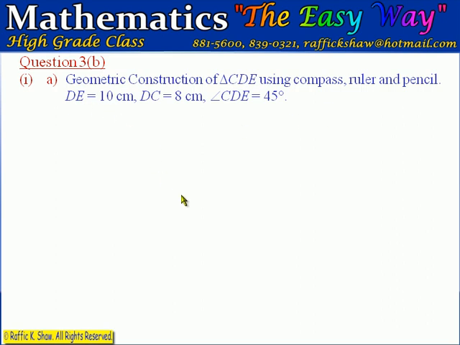Now first we want to draw our line DE, 10 centimeters. So we draw a line segment and we use our ruler to mark off 10 centimeters. So 0 down to 10, right? And we mark off our D and our E, 10 centimeters long. And then we want to construct our 45 degrees. But to construct a 45 degrees, what we can do is construct a 90 degree at D and then bisect that 90 degree to form our 45 degrees.